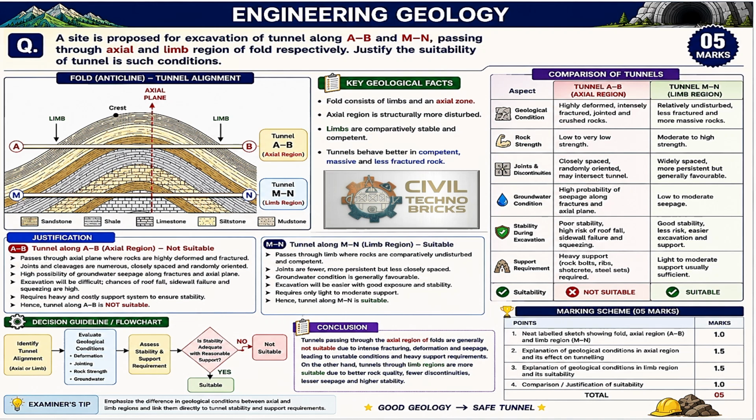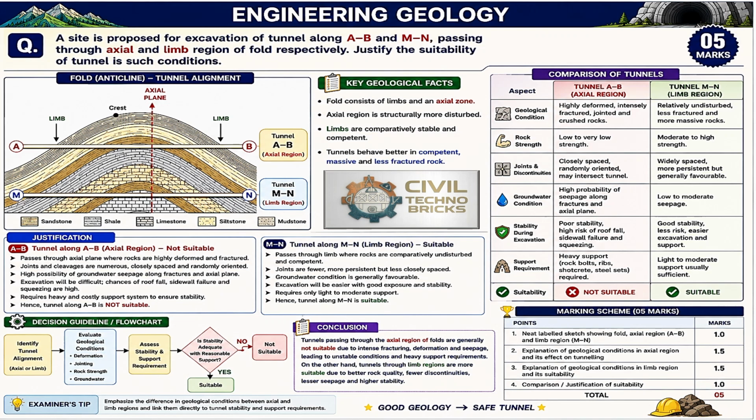So we have to justify our answer with reference to that condition. Is it the AB or MN passage that is feasible to construct a tunnel or not? So your answer will start with reference to the diagram. That diagram is not available in the question paper. You just get the question and the total marks are 5.